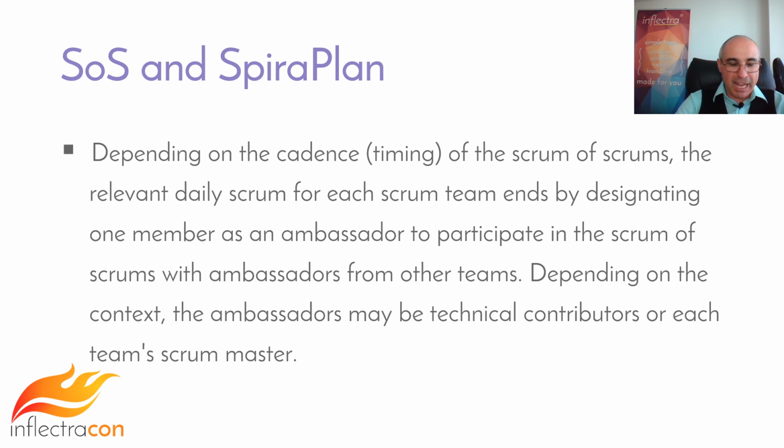So you could do the same thing, have both the product owner and the Scrum Master, or it could be rotating. And so, as you can see here, it could be a technical person if it's a very technical meeting, or it could be the Scrum Master or product owner, and they participate in the higher level meeting. And then the same thing, the Scrum of Scrums would designate their ambassador to go to the Scrum of Scrums meeting.